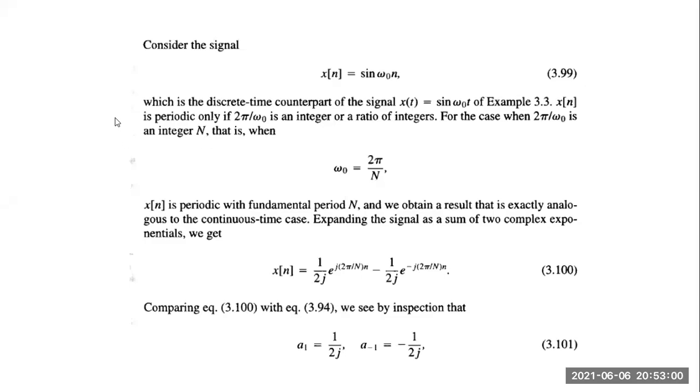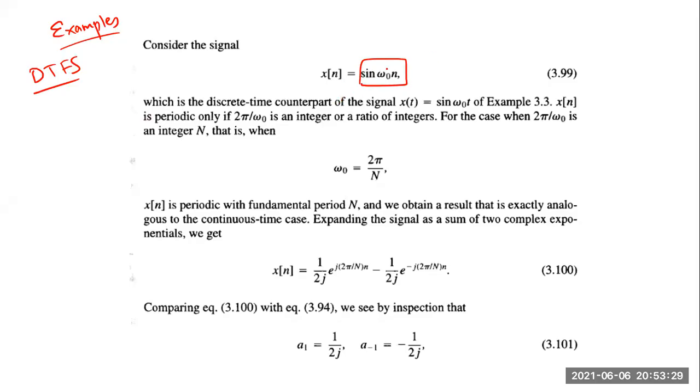Okay, now in order to understand and apply the concept that we developed about discrete time Fourier series, let's consider some examples related to discrete time Fourier series. So let's assume we have a signal x of n equal to sine omega naught n.